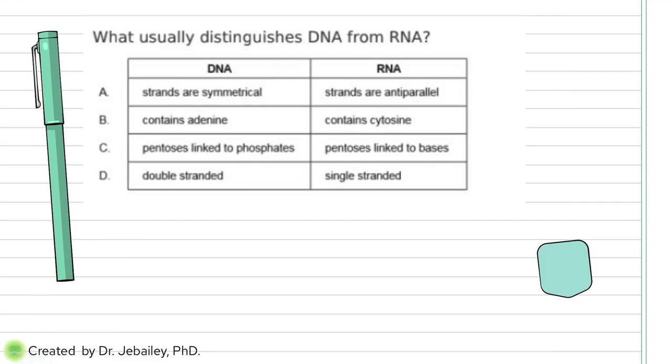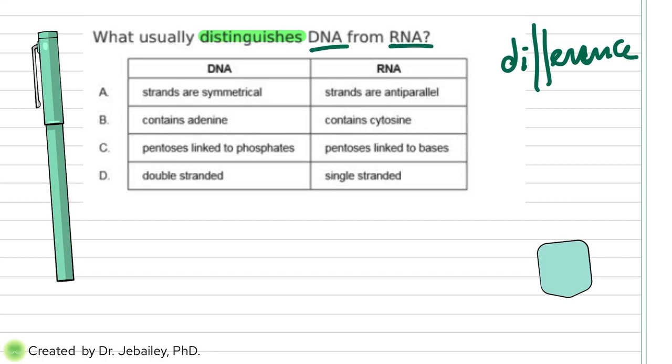So here we have the first question on DNA, which asks to distinguish. Now you can see the word distinguish here. What does distinguish mean? It means tell me the difference between them. That's what it means all the time. Now we have DNA and RNA, so we're trying to see what the differences between them are.